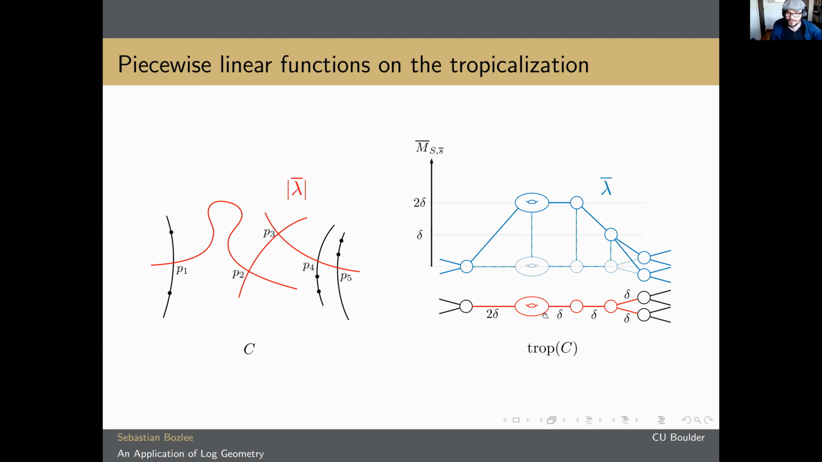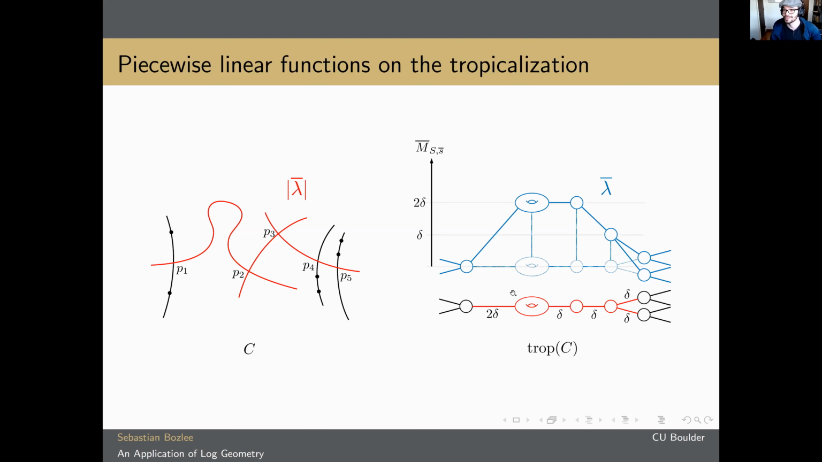Another move that I've made is I'm keeping track of the genus of the curves that we've tropicalized. This component had a wiggle in it, so I'm thinking of that as having genus 1. On the tropicalization side, I'm going to draw that with a donut.